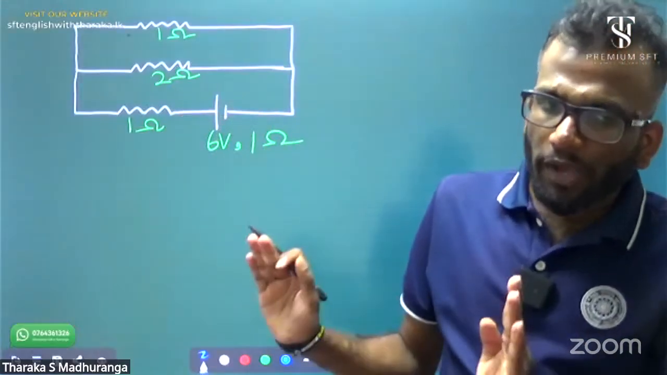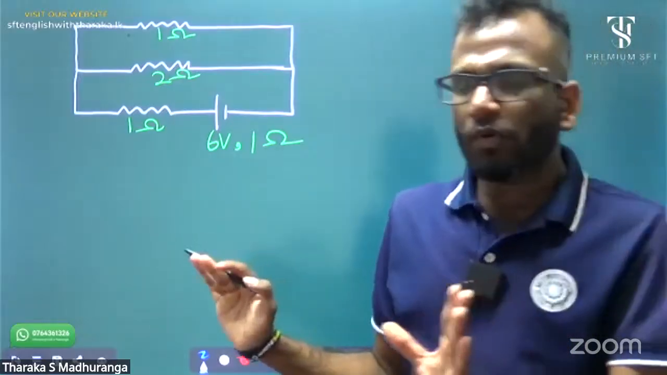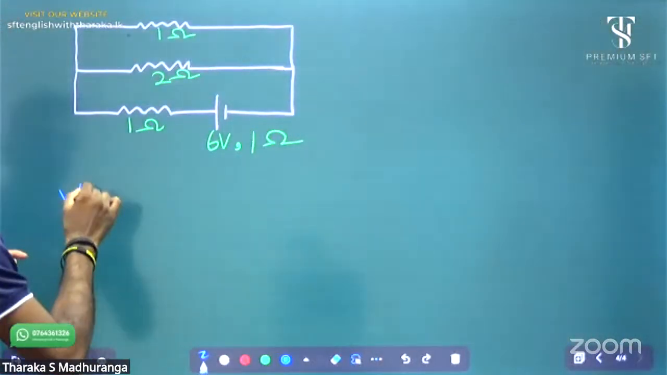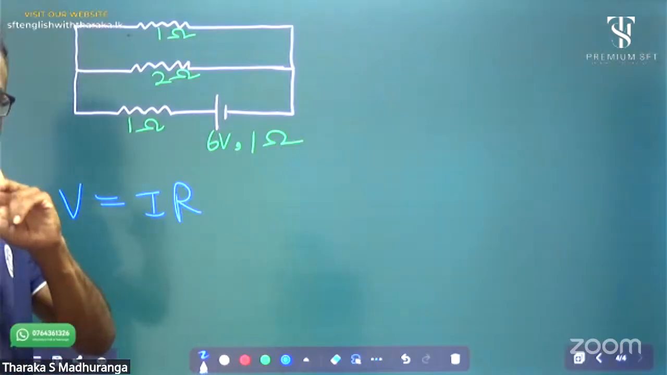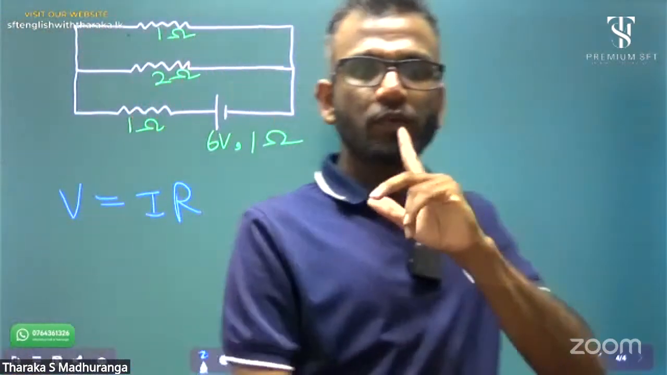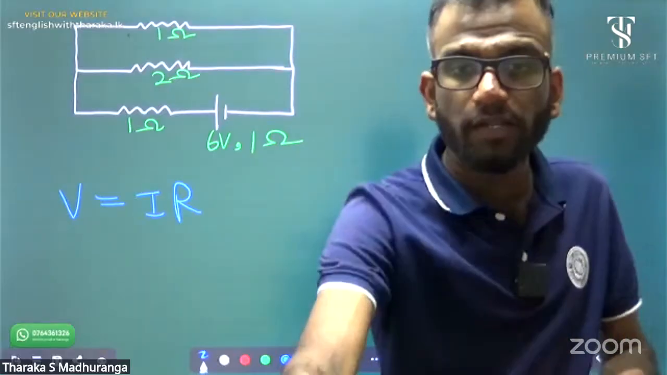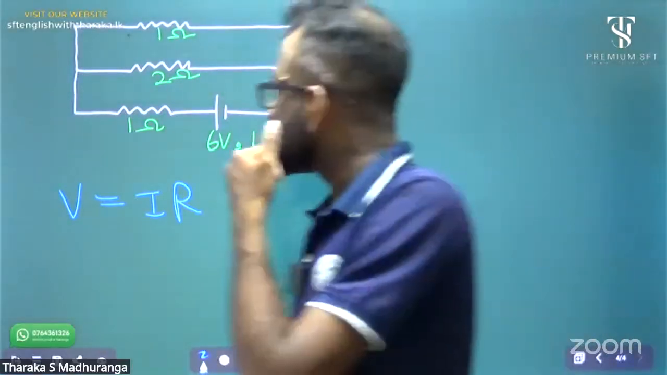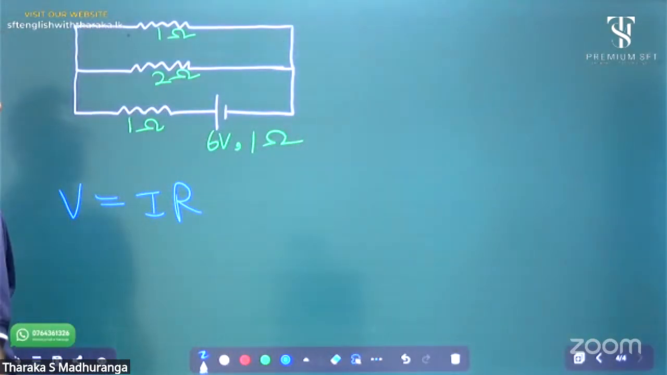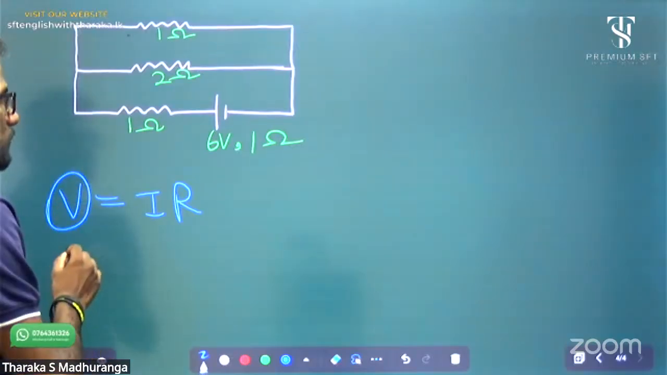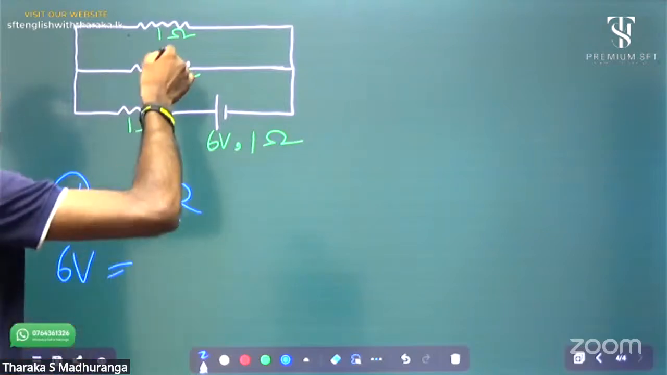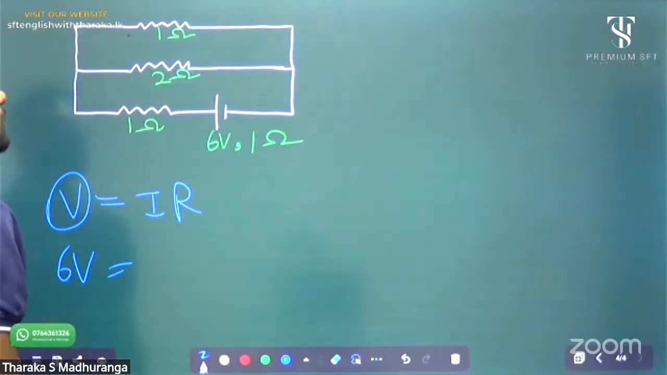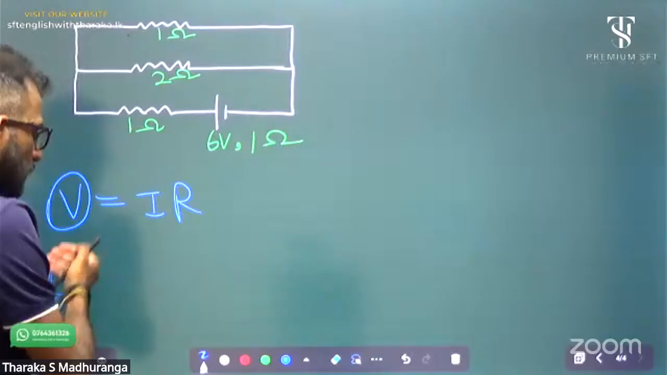Okay, now can you use Ohm's law? Ohm's law means V equal IR. Can you use V equal IR for this question to calculate the current? Voltage, okay, it's 6 volt. But how to calculate, there are two currents. Okay, I'll explain.